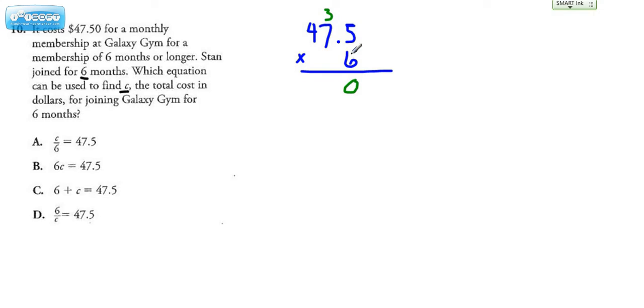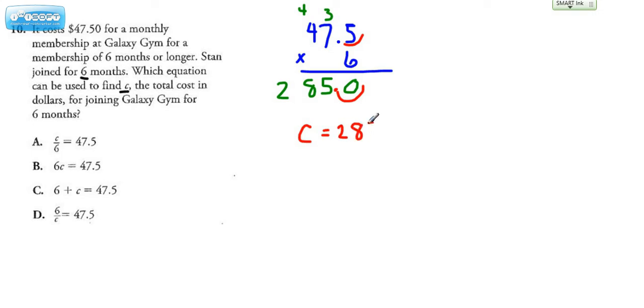We get 42 plus the 3 more makes that 45. And then we get 24 plus this would be 28. And then we would have to go over 1 and go over 1. So basically the cost for the 6 months would be $285.